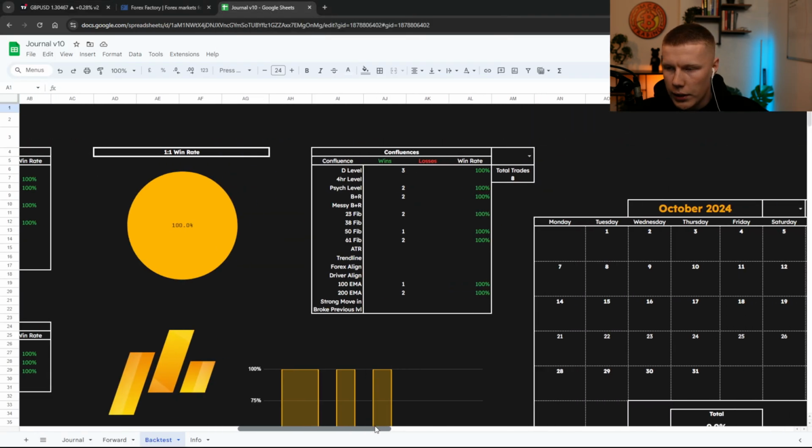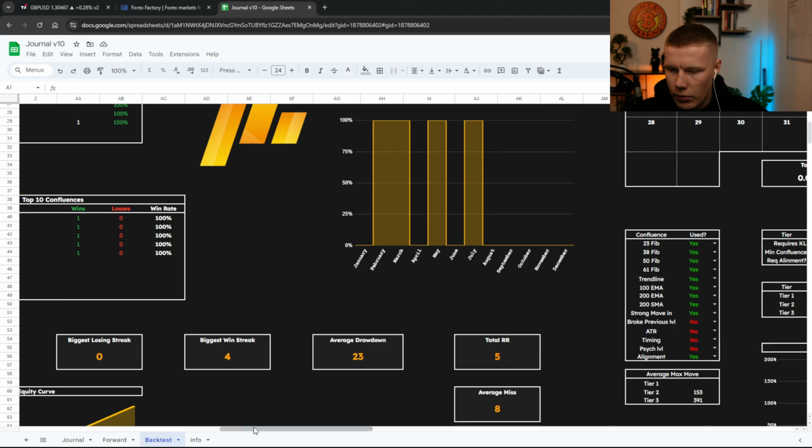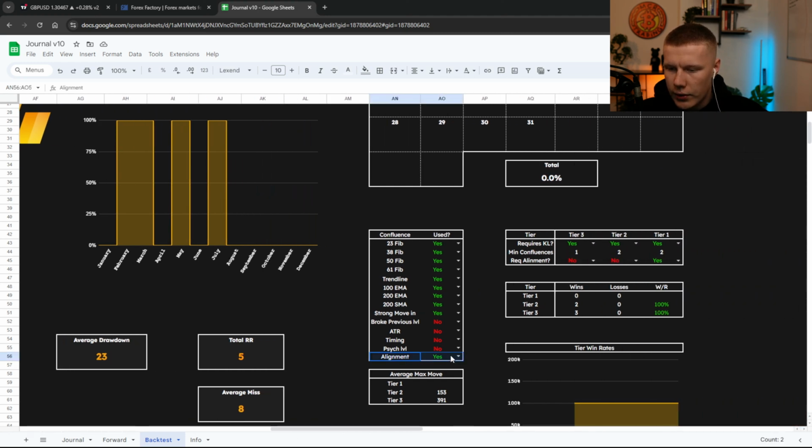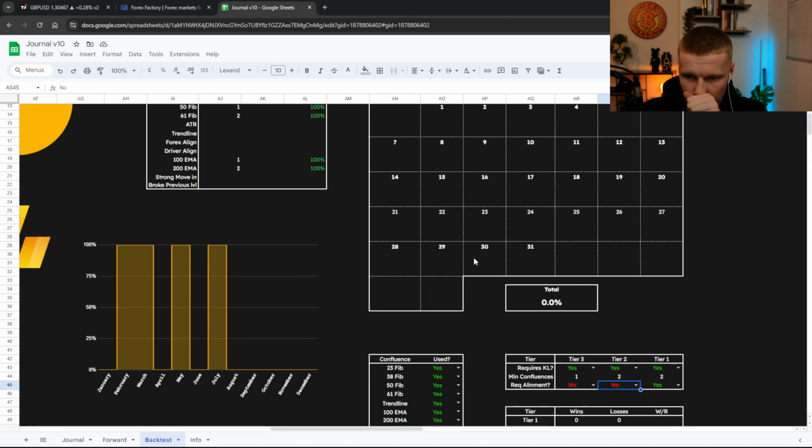Really quickly, Lytics, you mentioned how alignment isn't classed as a confluence. For example, for tier 3, if you don't put it as requiring alignment, I would take a level on alignment, but it wouldn't class alignment as a confluence. It now does. So if it requires alignment, like you put yes, then it won't class it as a confluence. But if it doesn't require alignment, then it will class it as a confluence, if that makes sense. So that's done. I updated that.